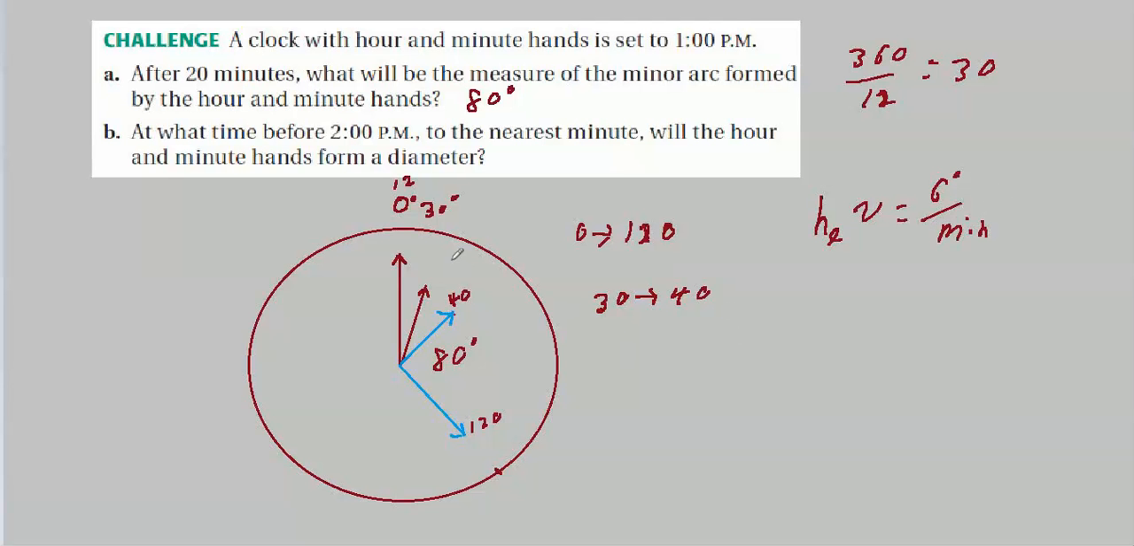What about the hour hand? It's going to be quite a bit slower, I hope. It's going to move 30 degrees. Let's do it over here. 30 degrees in 60 minutes. So the speed is 0.5 degrees per minute.